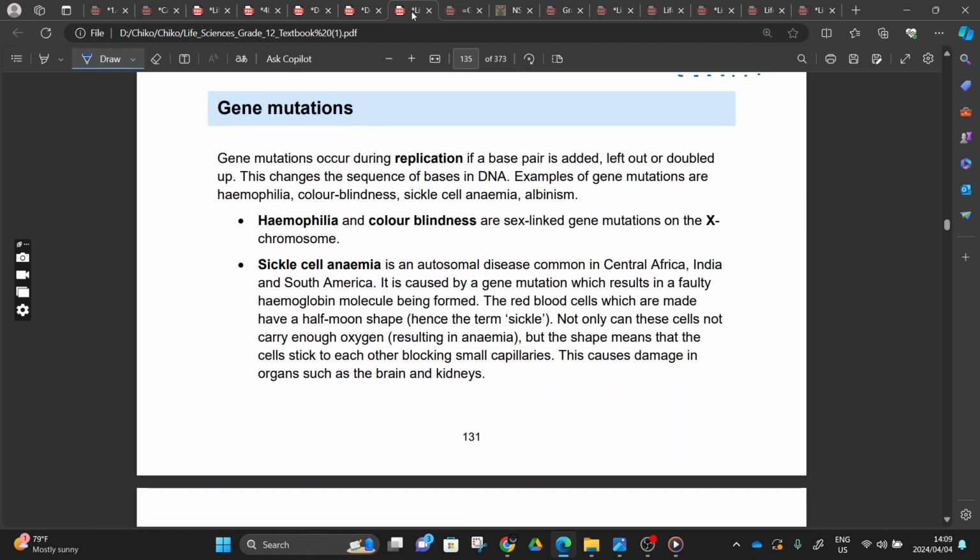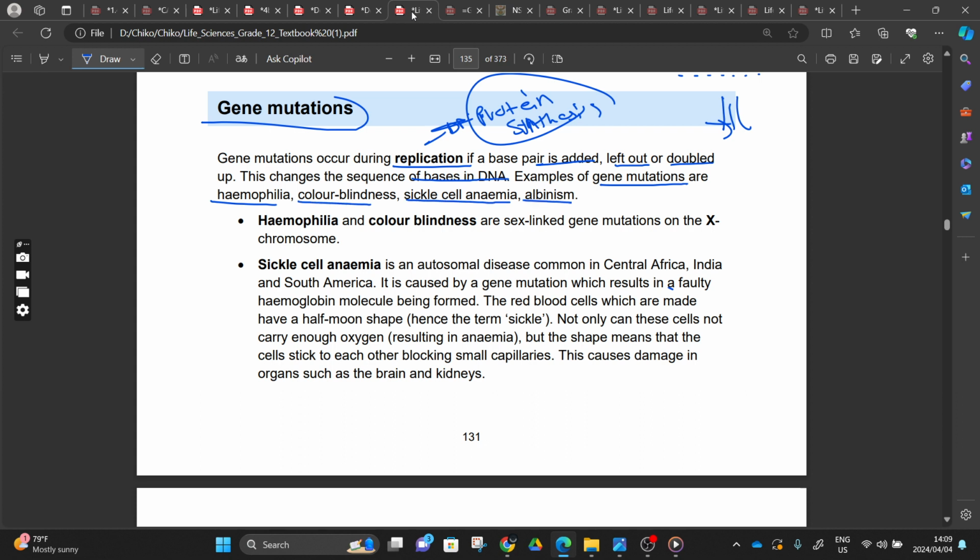So from there, we have gene mutation. We talk about this gene mutation. Gene mutation occurs during replication or protein synthesis, the production of protein, because during these two processes, the DNA is unwound and unzipped, right? And when you do this process, the DNA becomes compromised and some bases can be added or subtracted. A base pair is added or left out or doubled up. This changes the sequence of the bases in DNA. Examples of gene mutation are hemophilia, color blindness, sickle cells, and albinism.